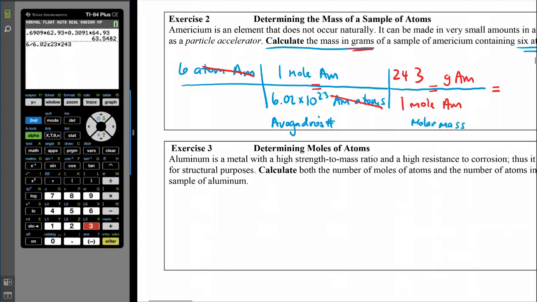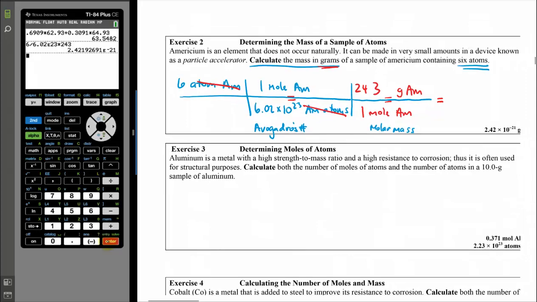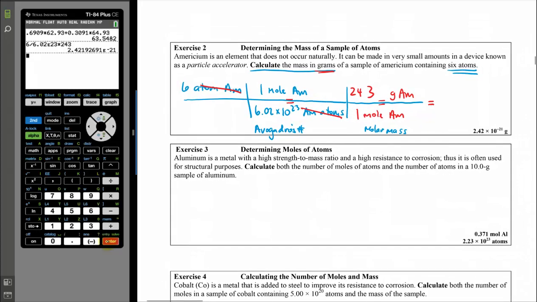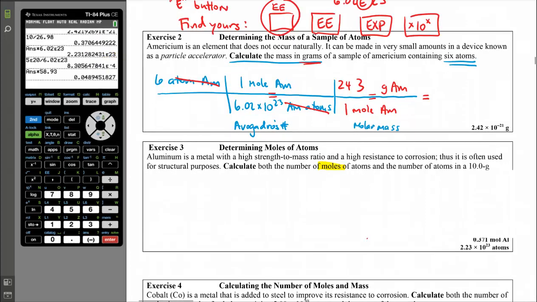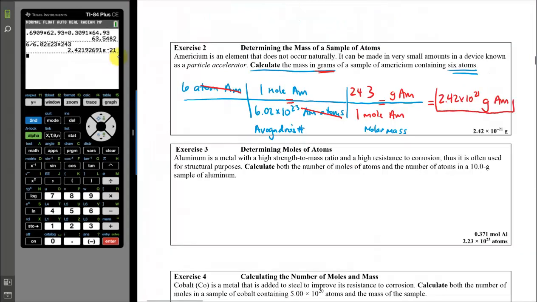I do want to point out, though, that the answer we should end up with here is 2.42, you can see on the calculator there, times 10 to the negative 21st. Don't forget that little power is over there because that's obviously really important. So 2.42 times 10 to the negative 21st grams of our element. Okay, that's my answer.